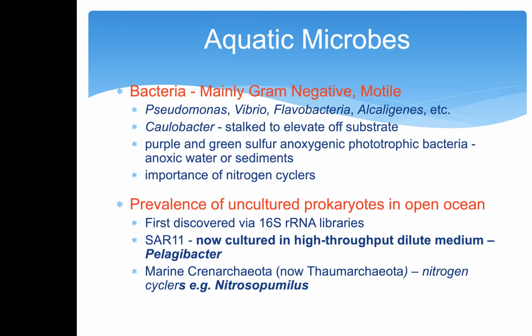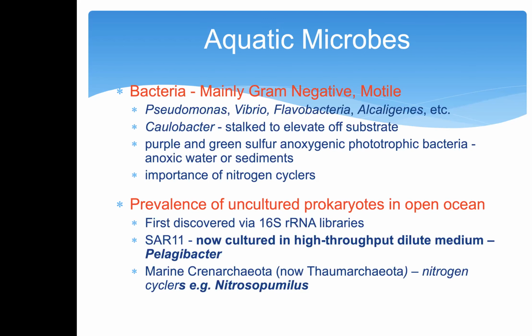Archaea are also very important there. Originally, they were identified as the marine Crenarchaeota, and now this group has been expanded and has been renamed the Thaumarchaeota. Many of these are nitrogen cyclers, and the lab that I did my postdoctoral research in at the University of Washington was the first to isolate one of these nitrogen cyclers. This is an ammonia oxidizing organism called Nitrosopumilus.